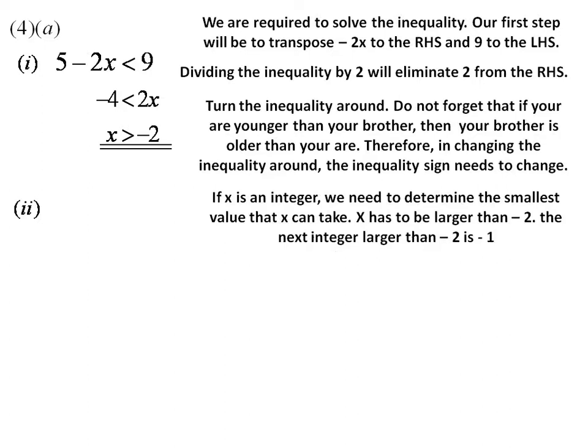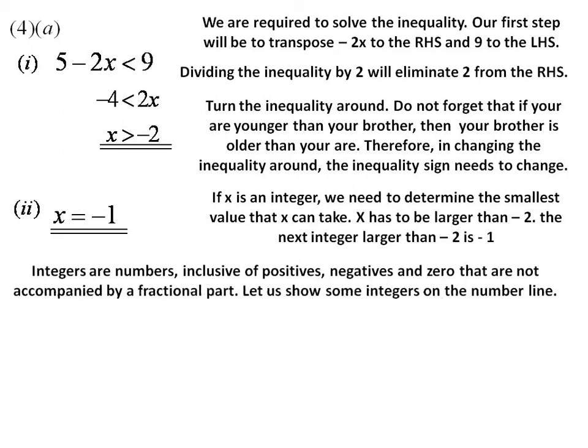If x is an integer, we need to determine the smallest value that x can take based on the solution of this inequality that we have. X has to be larger than negative 2. The next integer larger than negative 2 is negative 1. Is negative 1 larger than negative 2? No, that is what some students will say. 2 is greater than 1, so negative 2 is greater than negative 1. But let's see why this is not so much of a paradox.